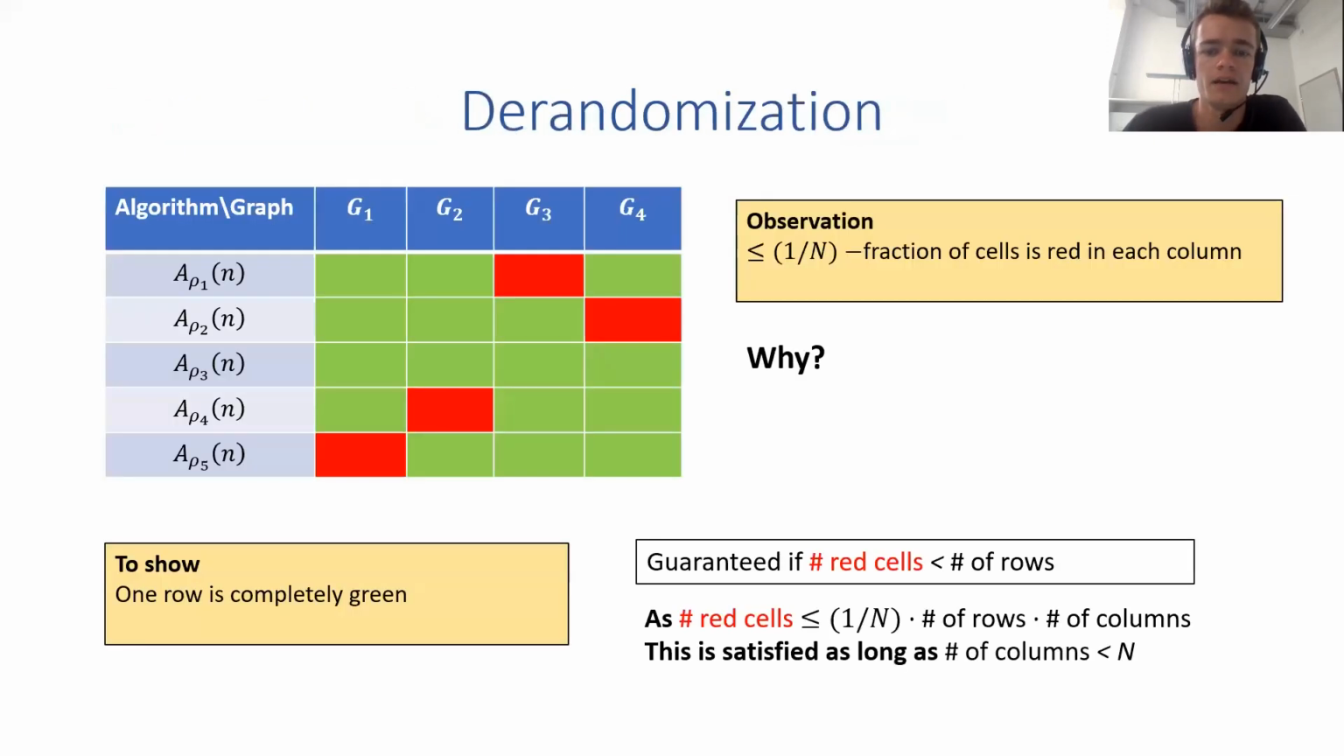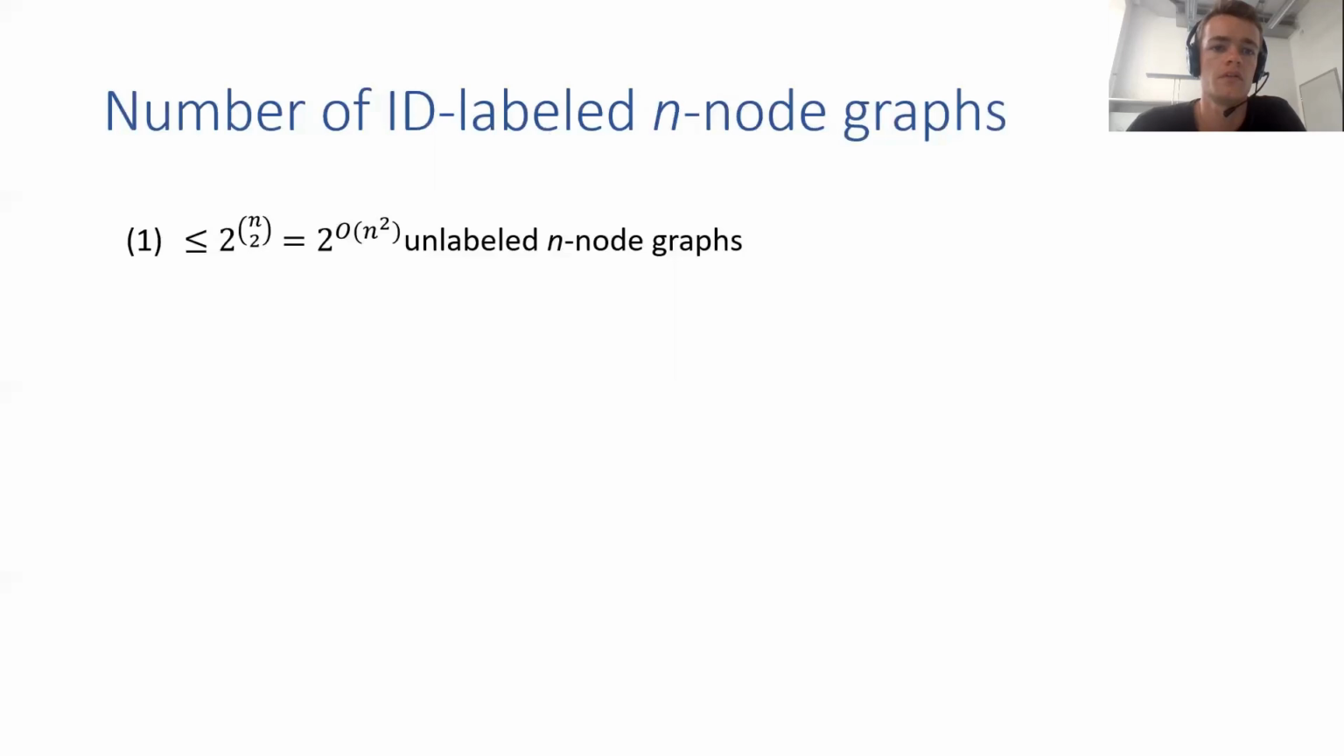Hence, what we need to do is bound the number of columns, and this is just the number of possible input graphs. So what is the number of ID labeled N-node graphs? First, if you only consider unlabeled graphs, then there are at most 2 to the N choose 2, because each of the N choose 2 possible edges can either be present or not. So that's a crude upper bound. And so this is equal to 2 to the order N squared unlabeled N-node graphs.